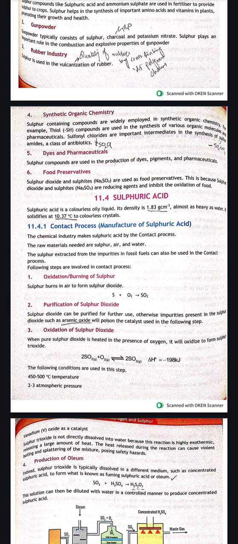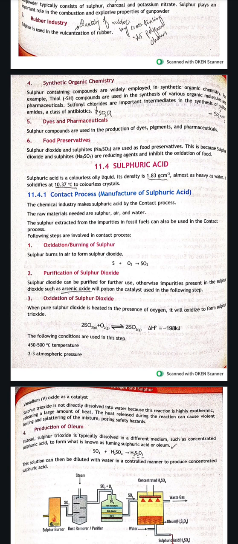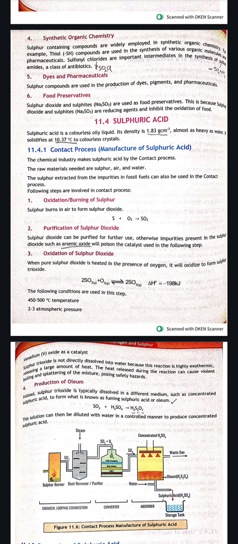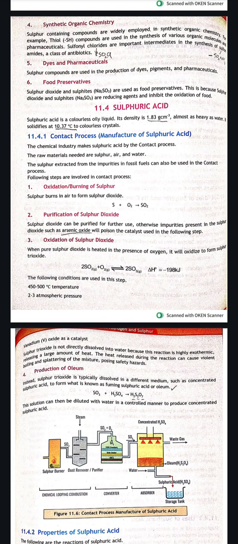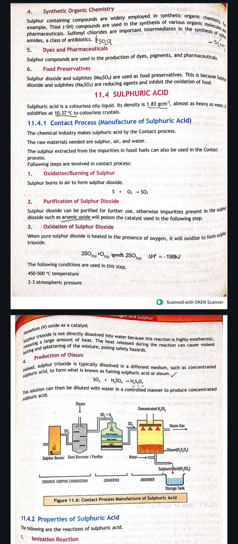Synthetic organic chemistry. Sulfur containing compounds are widely employed in synthetic organic chemistry. For example, thiol compounds are used in the synthesis of various organic molecules. In the pharmaceuticals, sulfonyl chlorides are important intermediates in the synthesis of sulfonamides, a class of antibiotics. Dyes and pharmaceuticals and food preservative. Sulfur dioxide and sulfides are used as food preservatives.